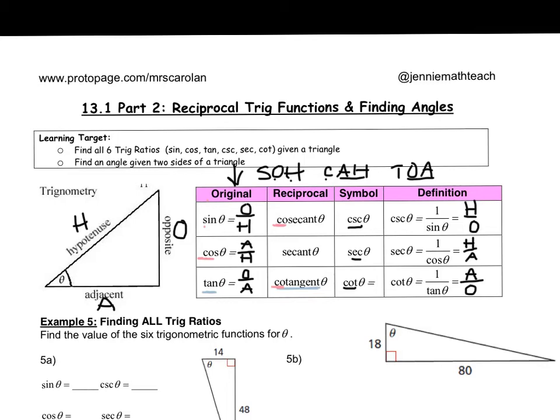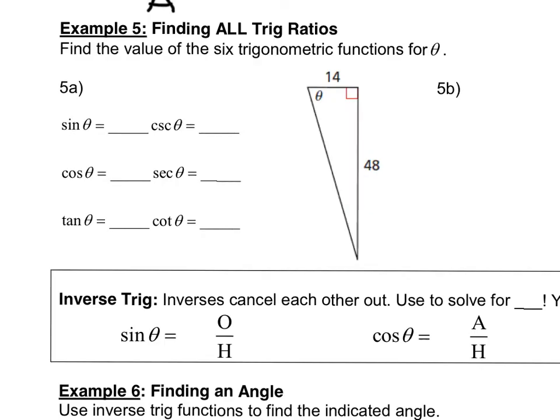So that's example 5. So we want to find all 6 trig functions. Let's label our triangle. Here we have theta. Opposite theta is 48. Adjacent to theta is 14, and this is the hypotenuse. So let's go to write sine. Remember SOHCAHTOA. If we can get sine, cosine, and tangent, we can get cosecant, secant, and cotangent.